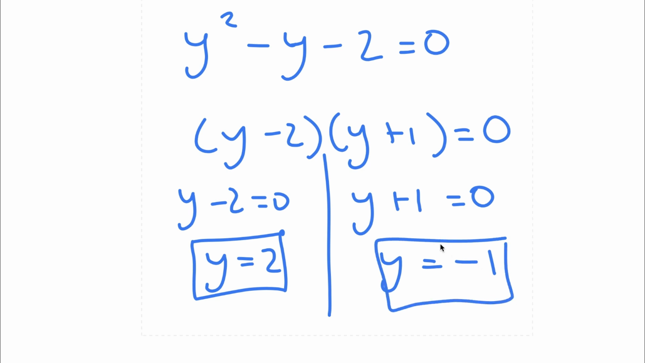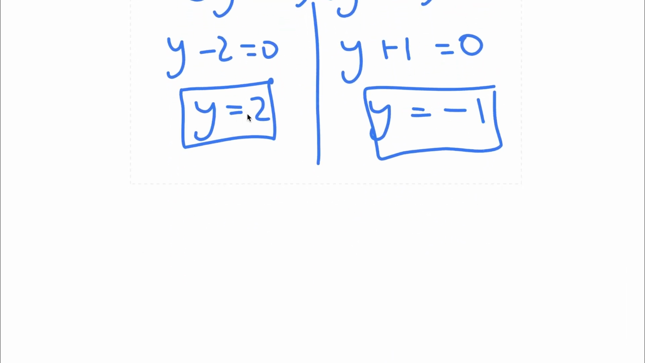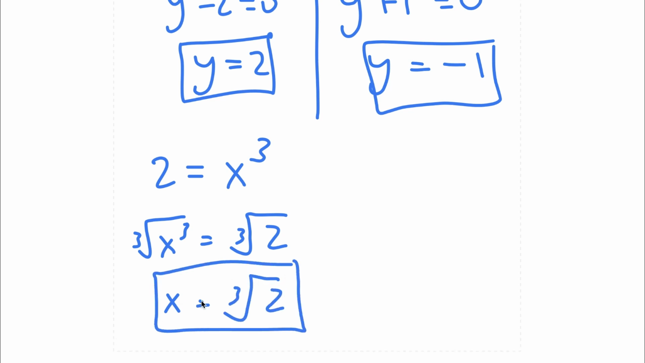So now remember how we set y equal to x to the power of 3. So if y equals 2, then we have 2 is equal to x to the power of 3. Meaning x is simply equal to, I'm going to take the cube root on both sides. x is equal to the cube root of 2. So this is one solution of x.